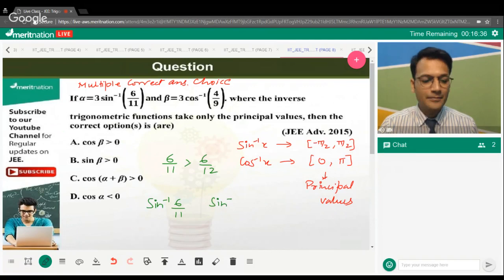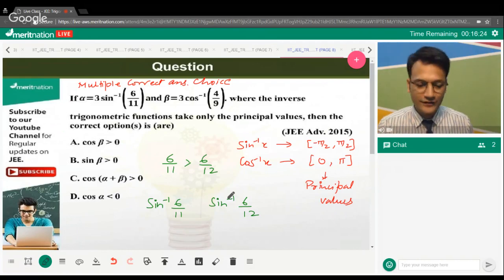Krish, it's a multiple correct answer. If I compare it by these 2, Naveen, principal, you will get to know about these things in class 12. Inverse is a part of class 12.